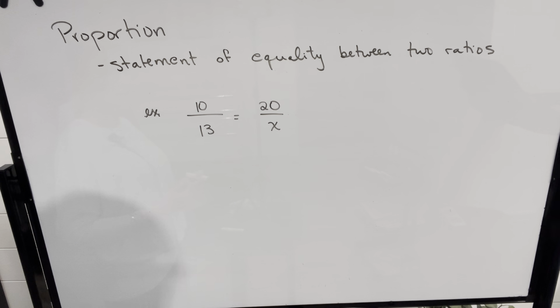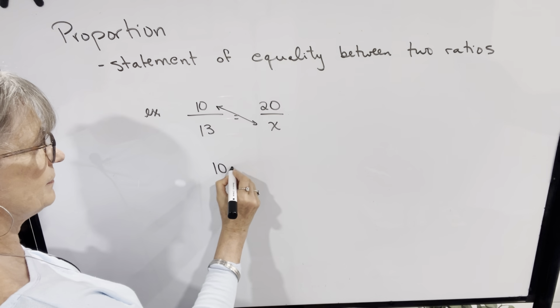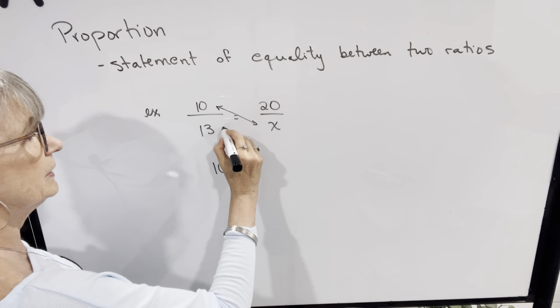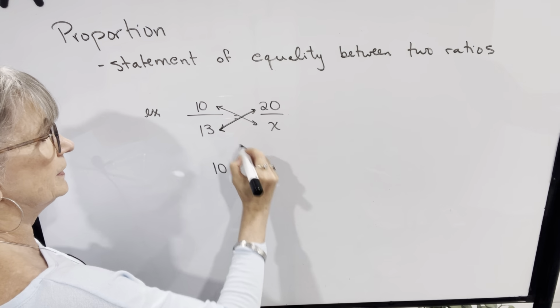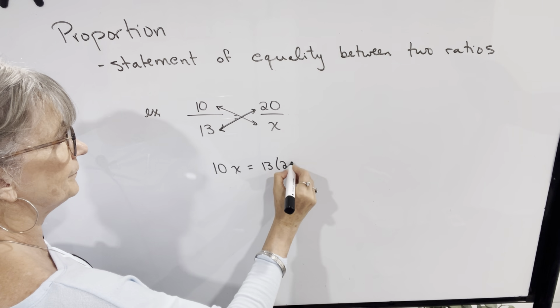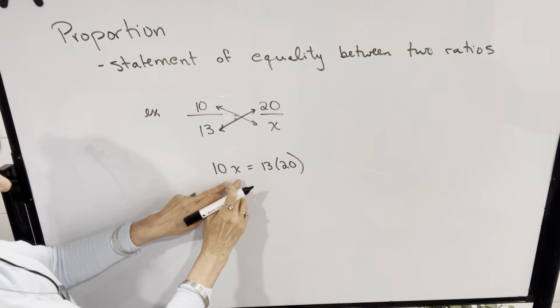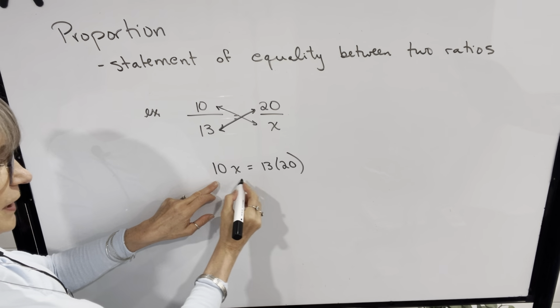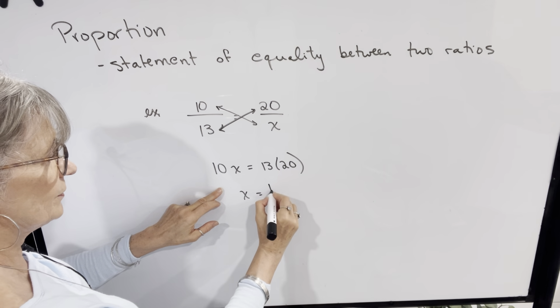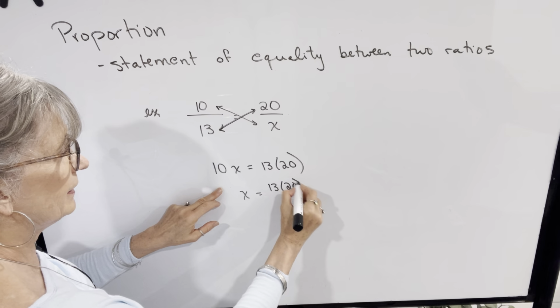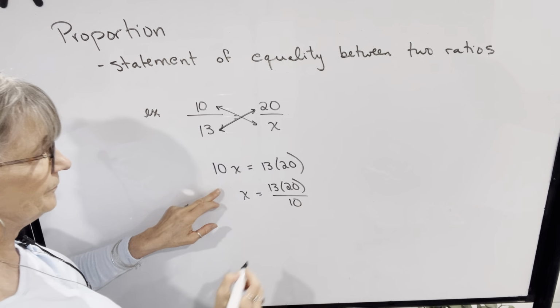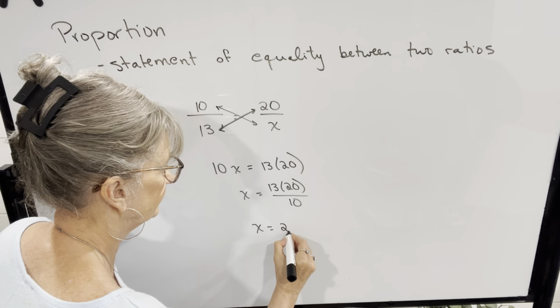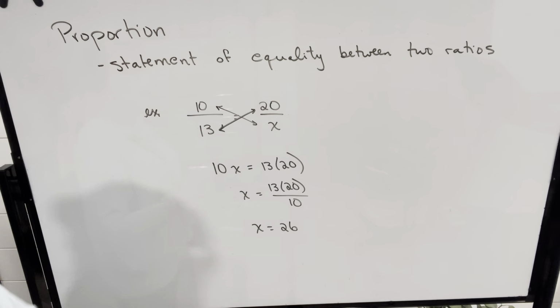So in order to solve this, I use a process called cross-multiplying. You go across the diagonal and multiply those two numbers. So 10 times x will equal, go across the other diagonal, 13 times 20. In order to solve for x, we're going to divide both sides by 10. So we're going to take 13 times 20 divided by 10. And that value is 26.